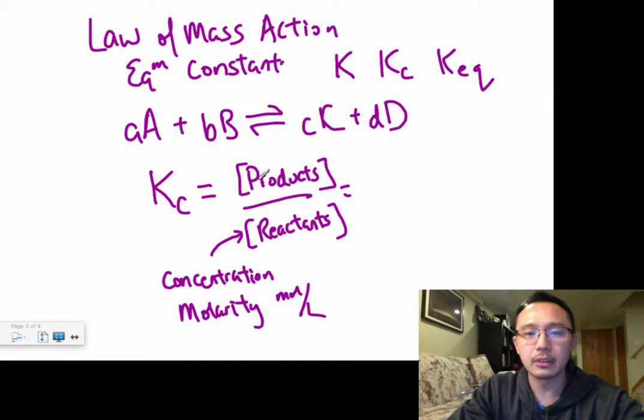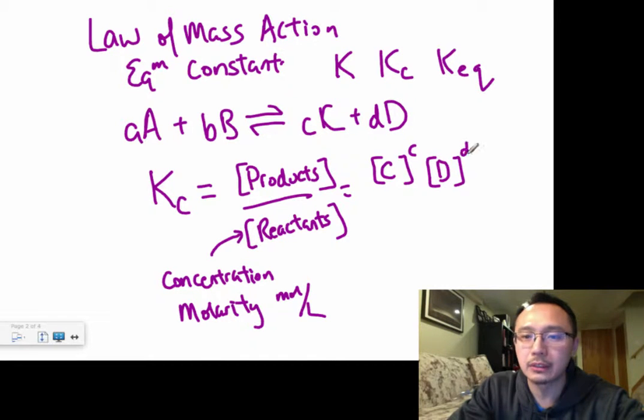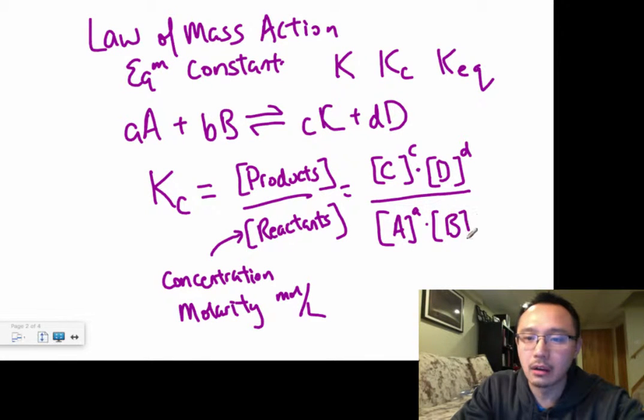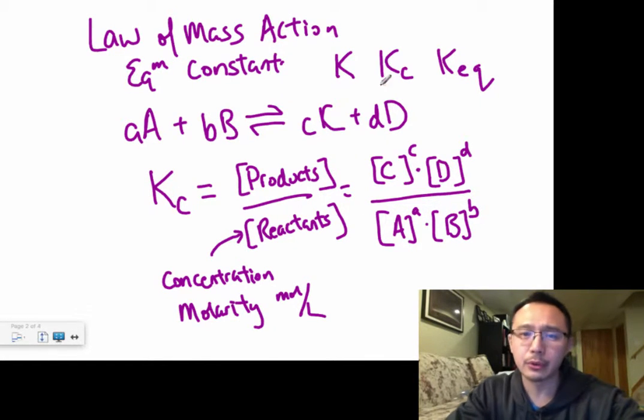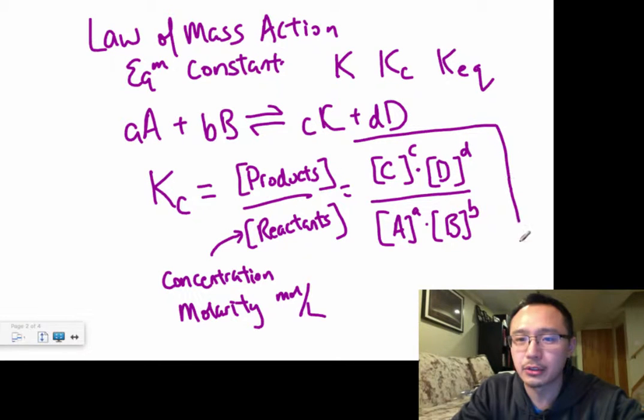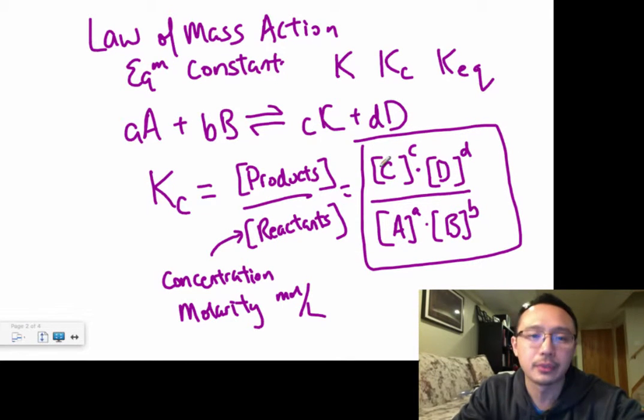For the products, you have your large C as a concentration, and the coefficient becomes your exponent. Then here's your large D, with little d as its exponent. Notice that these are side by side, so they're multiplying each other. To finish off, this is the basic, generic formula to calculate the equilibrium constant.